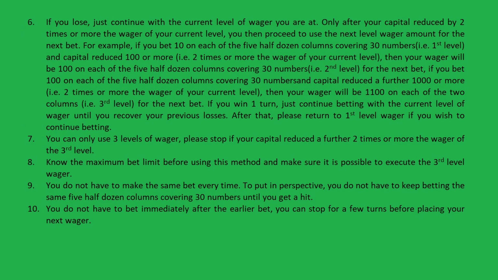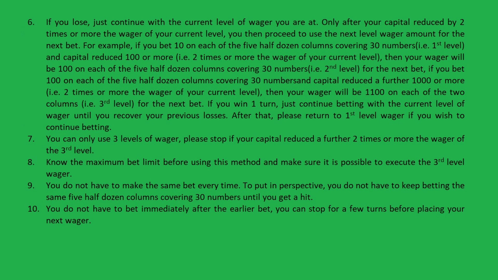If you bet 100 on each of the 5 half dozen columns covering 30 numbers and capital reduced a further 1,000 or more, i.e. 2 times or more the wager of your current level, then your wager will be 1,100 on each of the 5 half dozen columns, i.e. third level, for the next bet. If you win 1 turn, just continue betting with the current level of wager until you recover your previous losses. After that, please return to first level wager if you wish to continue betting.